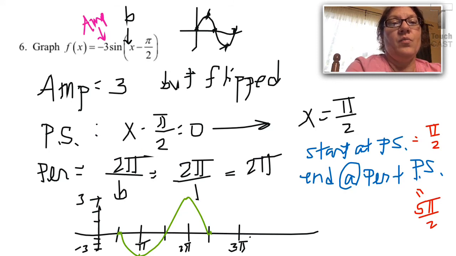And the period is 2 pi over b, b being that number in front. And then I start at the phase shift, I end at period plus phase shift, and I just make those 5 points that I pointed out on this upper graph up here at the top.